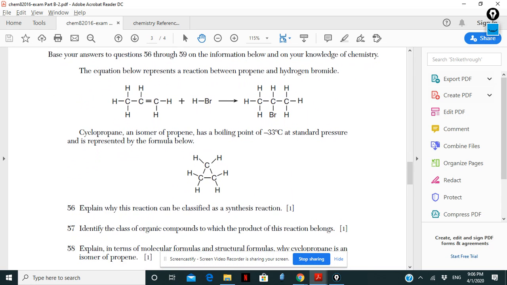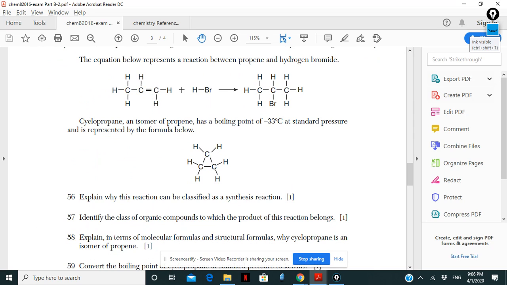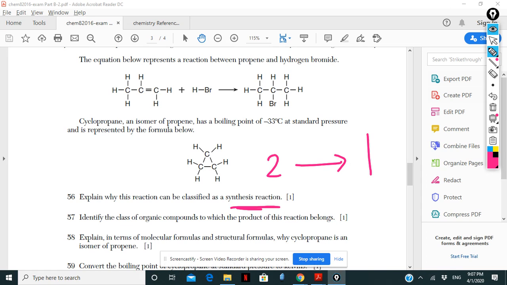Questions 56 to 59. Here we have an equation, and he gives us a new material, cyclopropane. So let's take the questions step by step. Explain why this reaction is classified as synthesis. We agreed before, in a synthesis reaction 2 becomes 1. I start with 2 compounds, I end with 1. That's why it's synthesis. They combine together and give me one molecule.